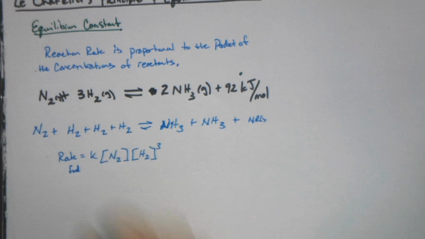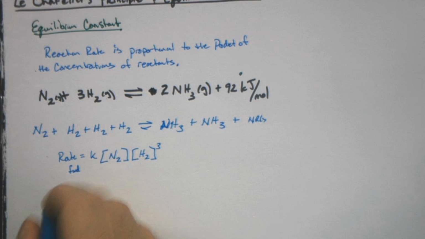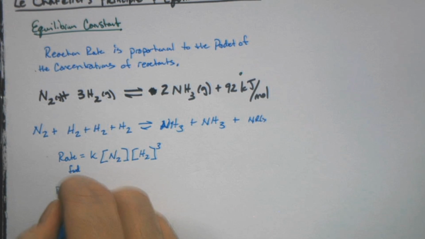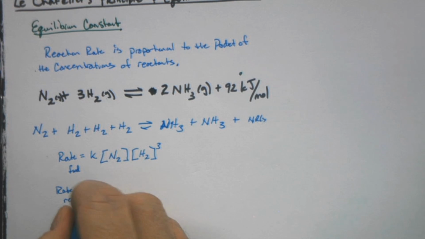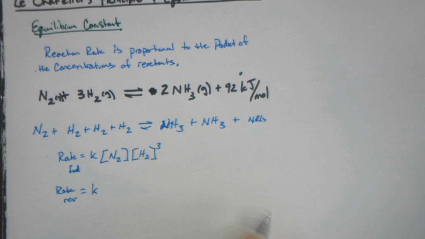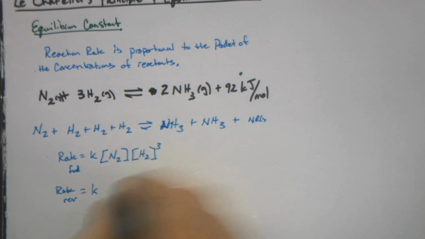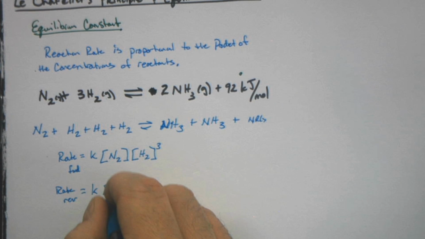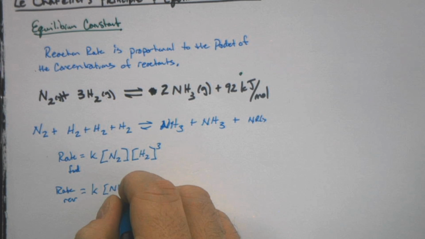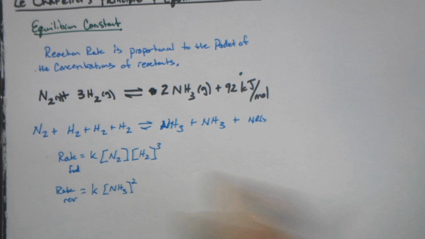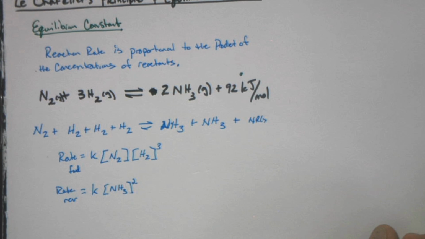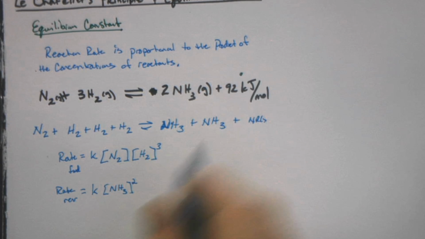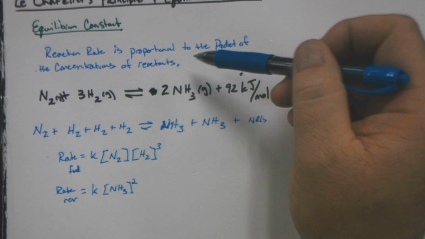The reverse reaction goes the other way. Rate of the reverse is going to equal some constant, and these are the reactants for the reverse reaction. So it's going to be NH3 squared. Follow me here? Okay. That is the reaction rate.